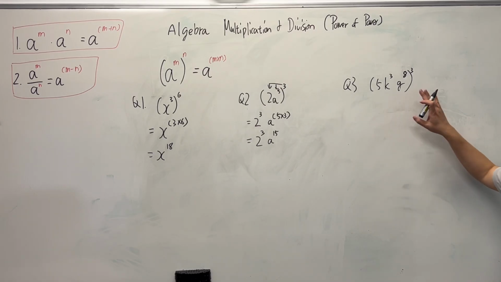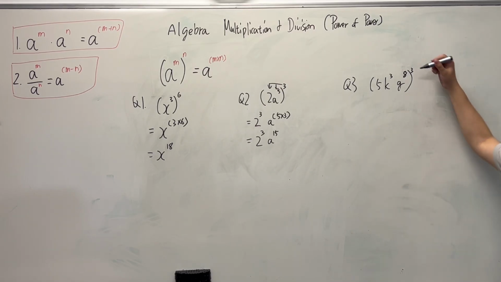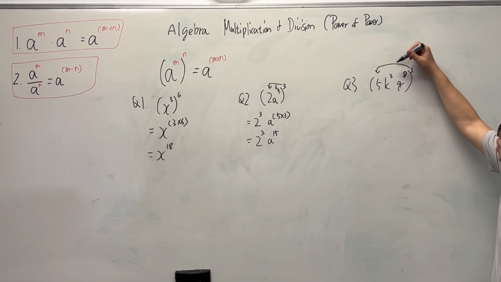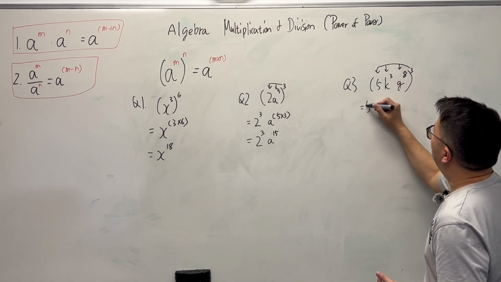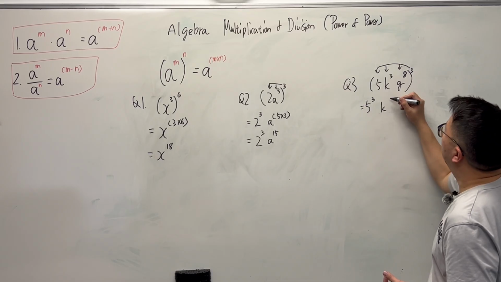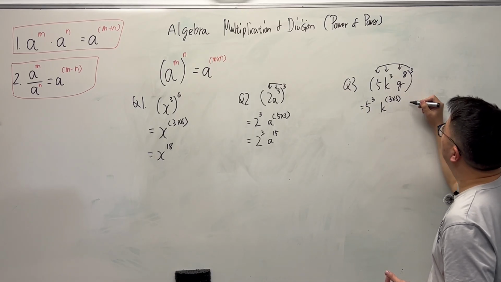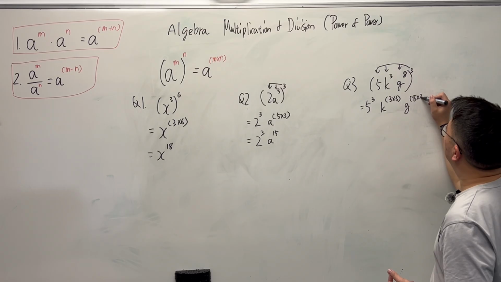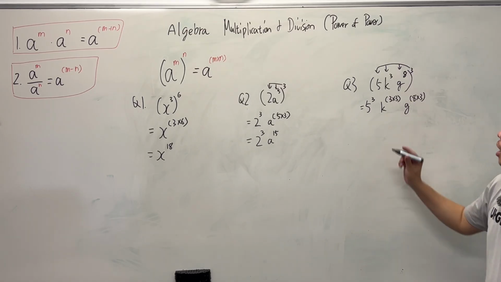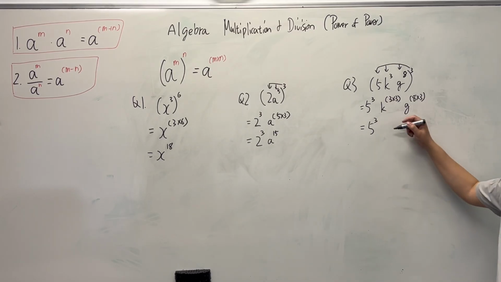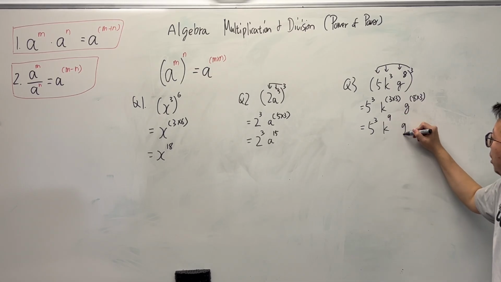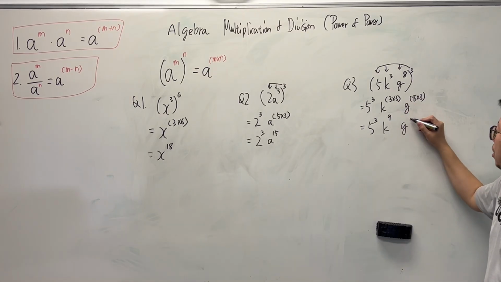Question 3, we have more than one index term. So the principle is the same. We apply the power 3 here to each single term inside the bracket. We have 5 power of 3, k power of 3 times 3, g power of 8 times 3. So leave 5 power 3. Next, k, 3 times 3 is 9. G, 8 times 3 is 24.